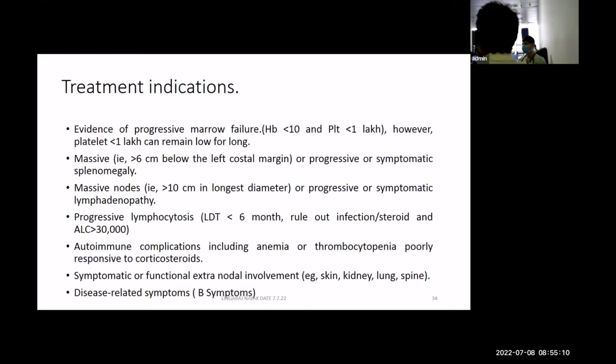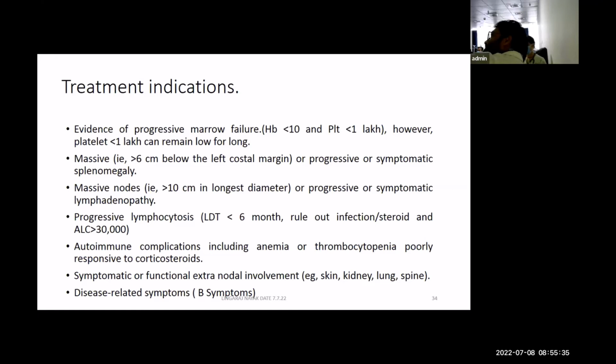Now, treatment indication is important. So you remember, as I said, that the course of CLL clones or watch and wait group is different. There are some groups of patients which are progressing faster. There are some groups of patients which are somehow stable. So what are the indications of treatment? Any evidence of progressive marrow failure. So any patient developing anemia and thrombocytopenia, hemoglobin less than 10, platelets less than 1 lakh. However, as I said, platelet count less than 1 lakh can remain low for some patients.